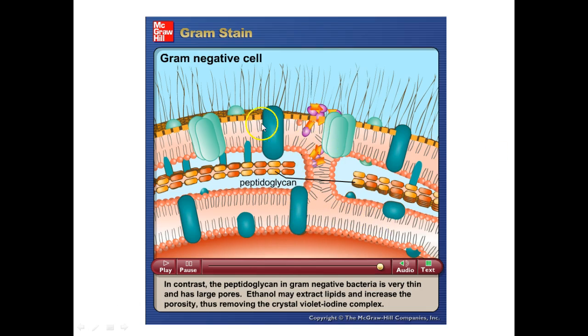So you'll keep using their products. Right. So the problem here is they're not going to be trapped in anymore. The crystal violet iodine is going to get washed out. They're going to be clear when we look at them under the microscope.